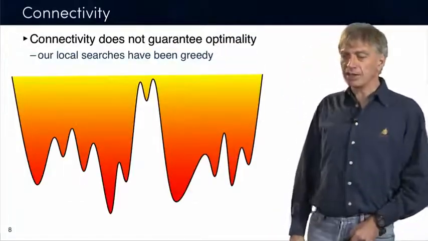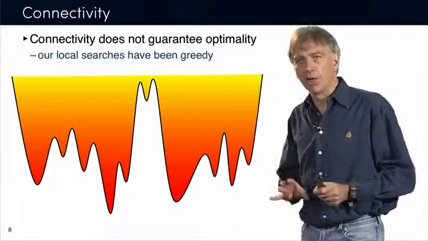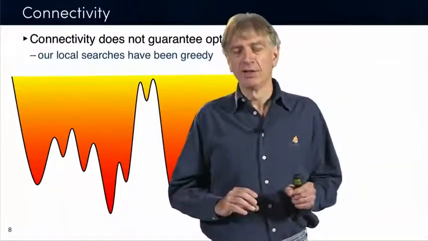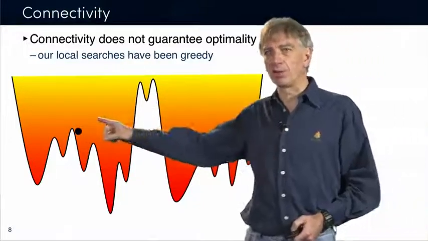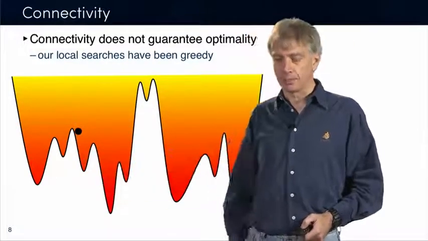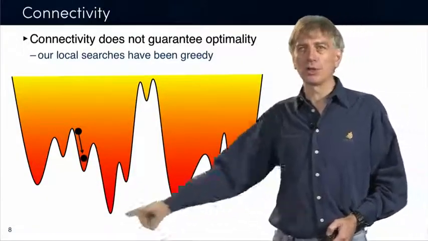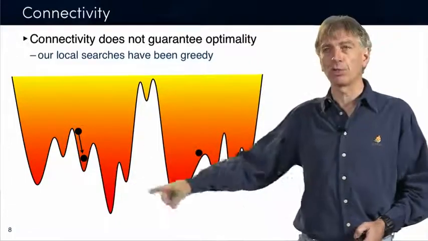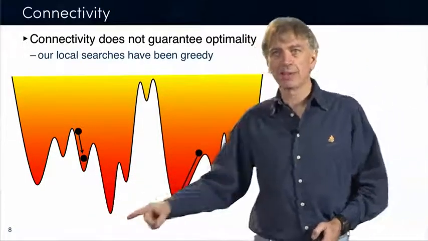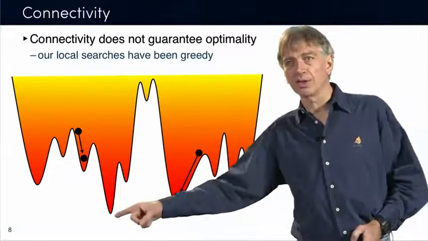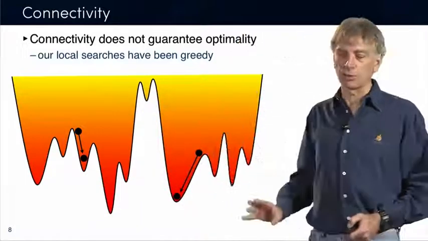Now, connectivity doesn't guarantee optimality, as I just told you, because so far, all local searches have been greedy. So what happens when you are greedy? Let's say this is the starting point. You're going to take moves that are improving, and if you take moves that are improving, you're going to get to this local minimum. You take another point over there, you go down, and that's where you get. You don't get here, because if you try to improve all the time, you're not going to get there. You would have to go up the hill and then go down, which is not something that we have been able to do so far.